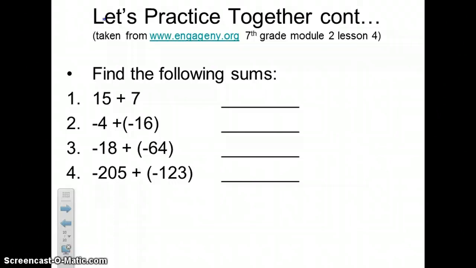What I will do is we will start with these when you come in for enrichment class, and we will go over these together. So give these a shot, work on your homework. If the signs are the same, add and keep the sign. If the signs are different, subtract and keep the sign of the larger absolute value.